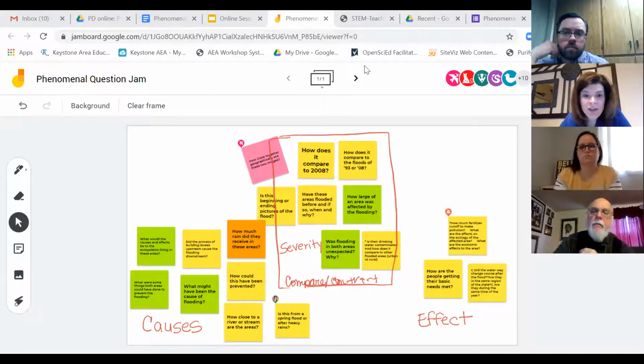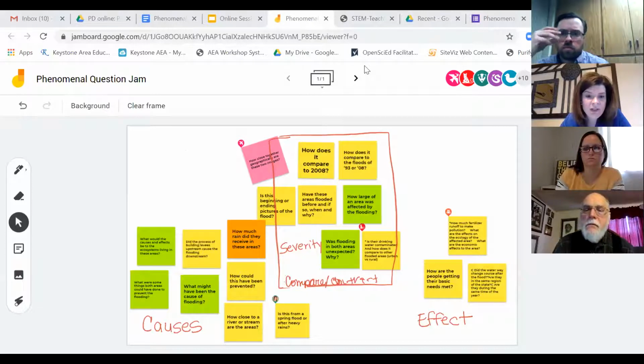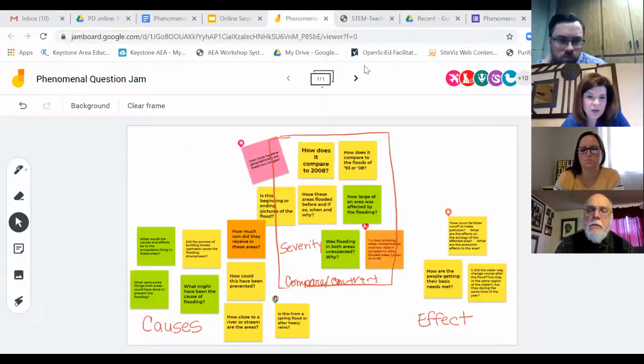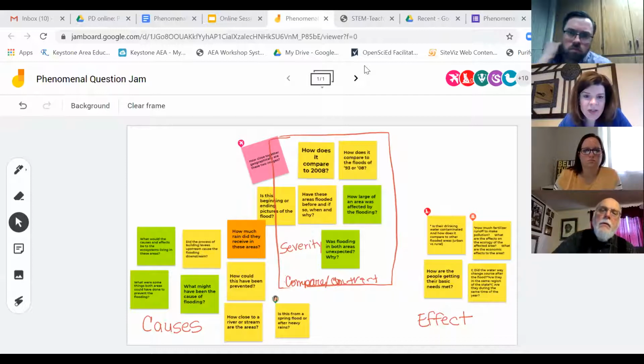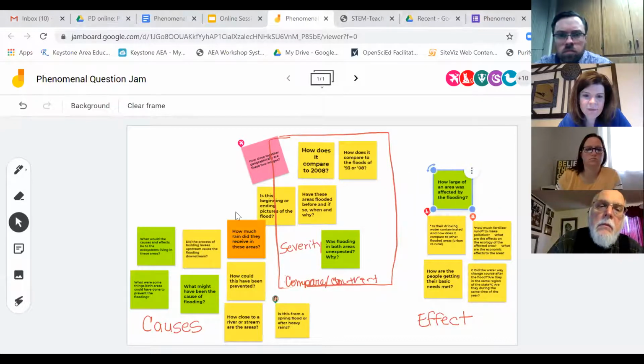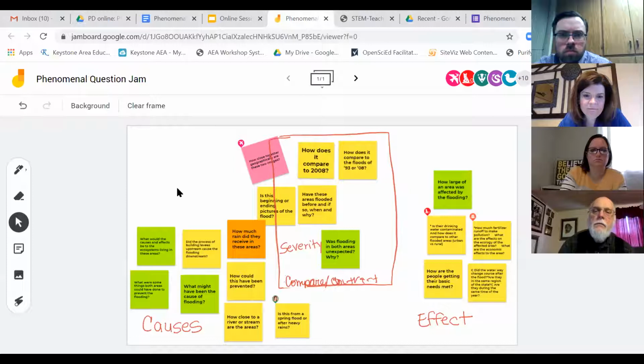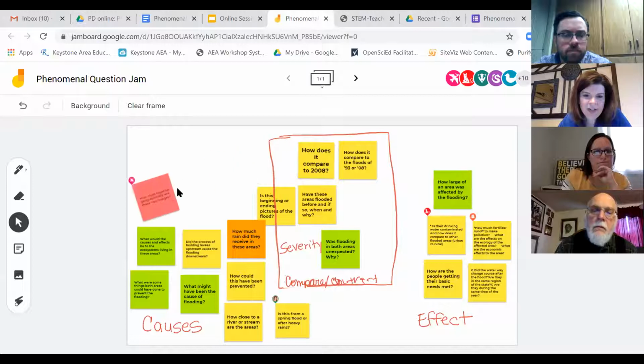Okay, so let's start, like Jim talked about, moving some of the things that maybe we had originally in severity or compare contrast. They may now fit into a different category that we've identified. So feel free to move anything that you see that maybe needs to move to a different spot. All right, any other stragglers?